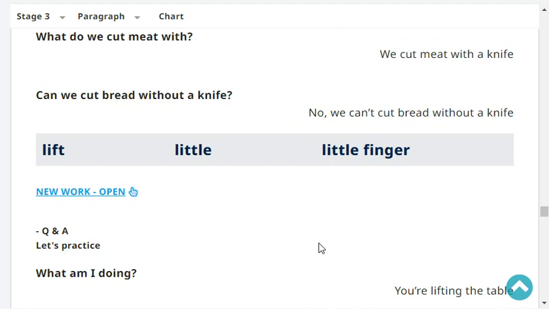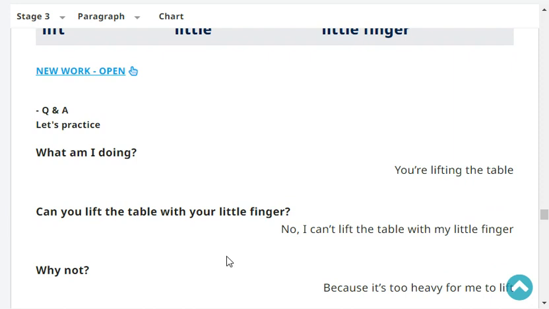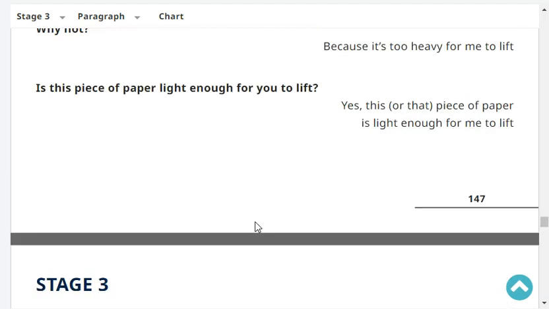Next. What am I doing? You're reading your book. Can you lift the table with your little finger? No, I can't lift the table with my little finger. Why not? Because it's too heavy for me to lift. Very good. Is this piece of paper light enough for you to lift? Yes, that piece of paper is light enough for me to lift. Very good.